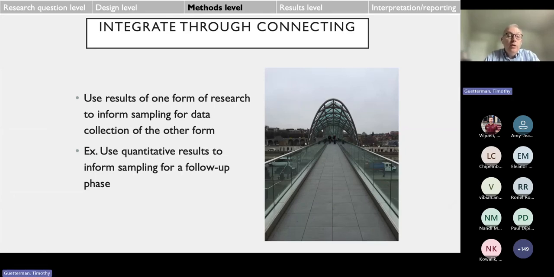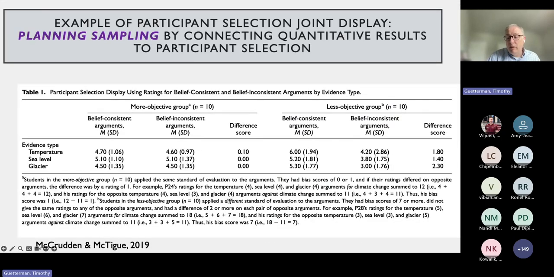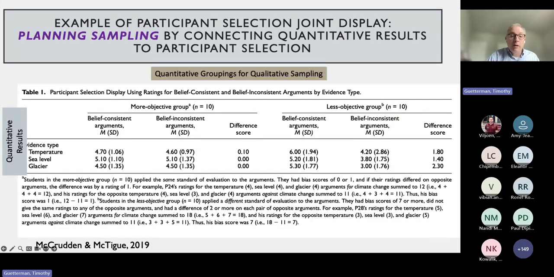All right, so integration through connecting. This is another form of integration at the level of methods, where we're using one form of research to inform sampling for the other. So we're going to use quantitative results to identify who we want to talk to, for instance. Here's an example. I won't spend a lot of time on this, but this is by Matt McCrudden and Aaron McTeague. They were looking at beliefs about climate change among high school students.